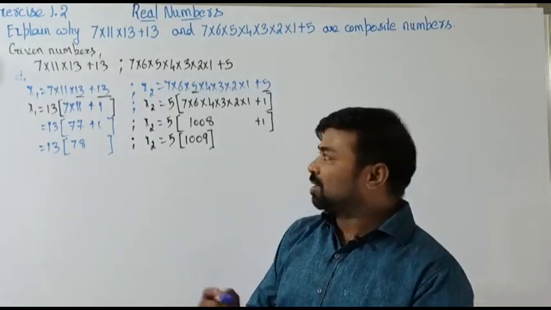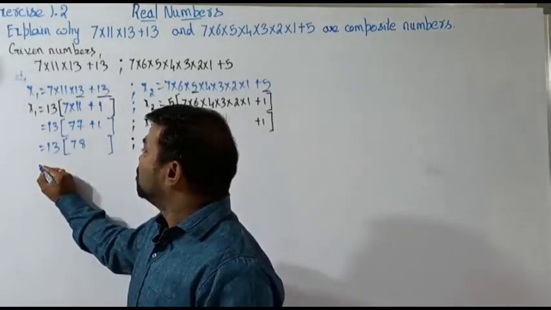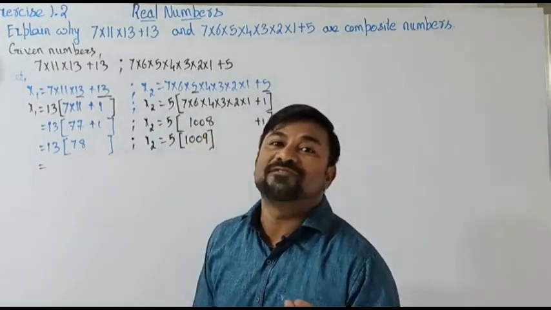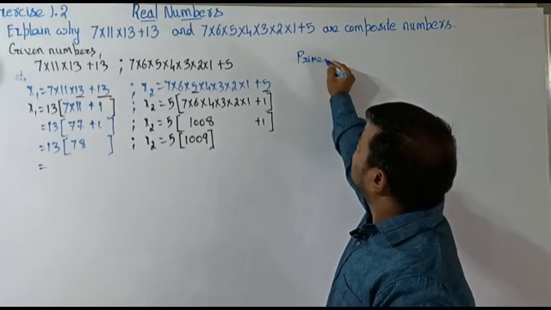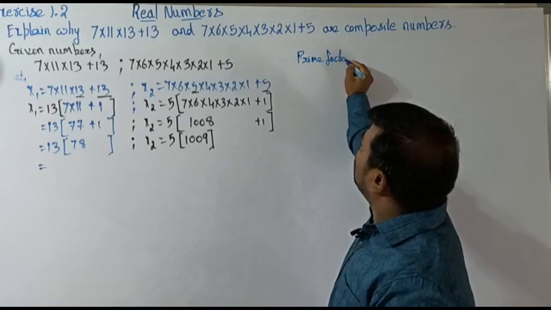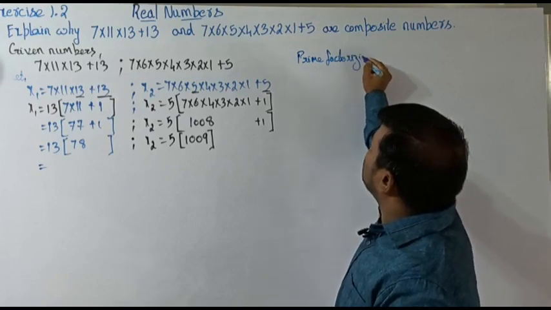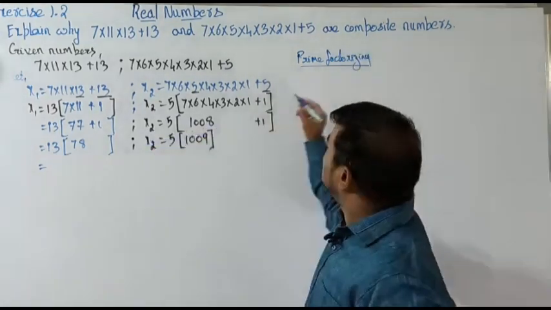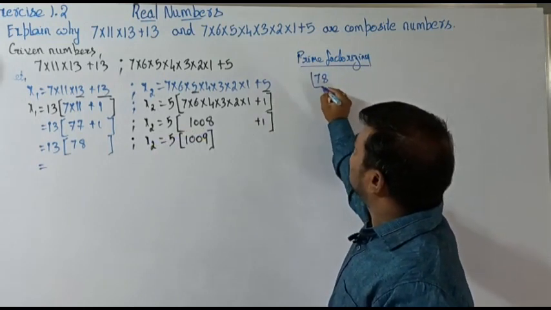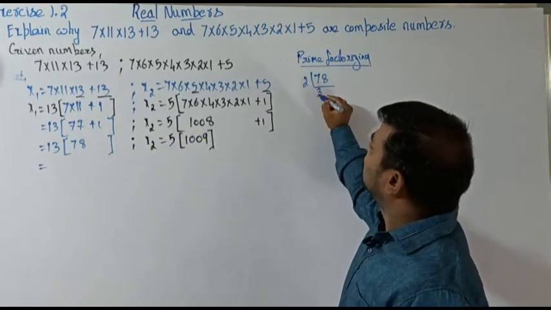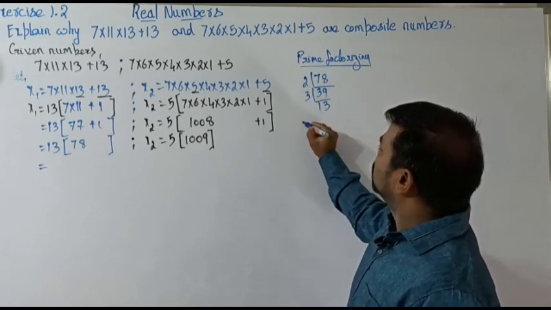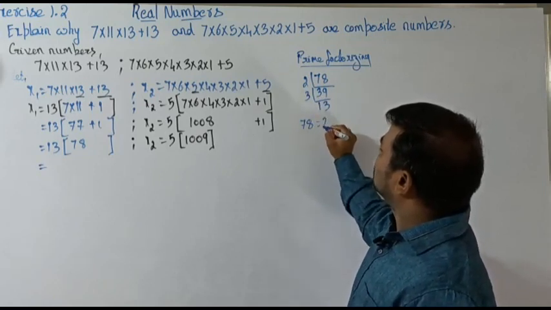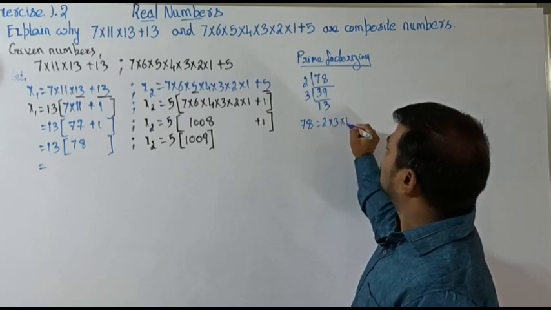Now there is one more trick here. I am prime factorizing the 78. If you start with 2, it's 39, and if you take 3, it's 13. So 78 can be written as 2 into 3 into 13.